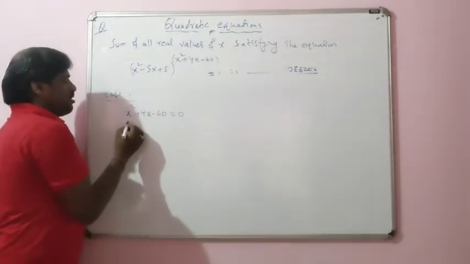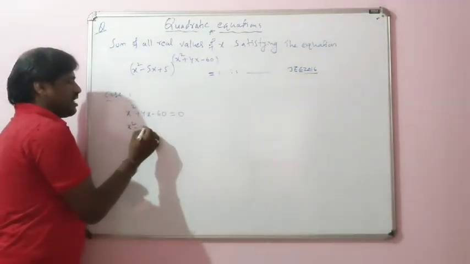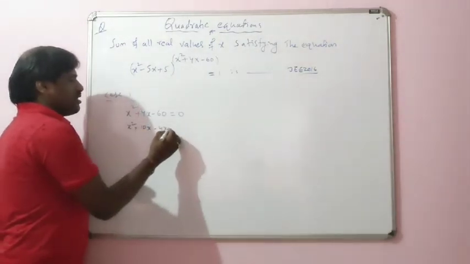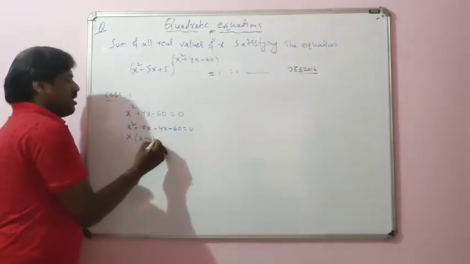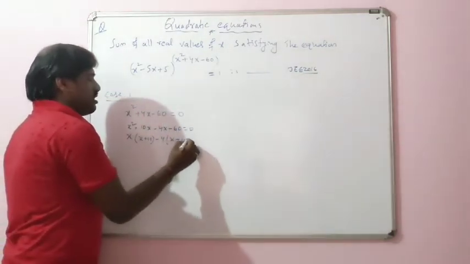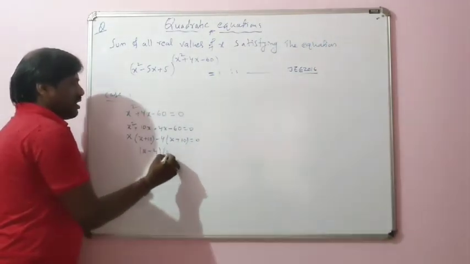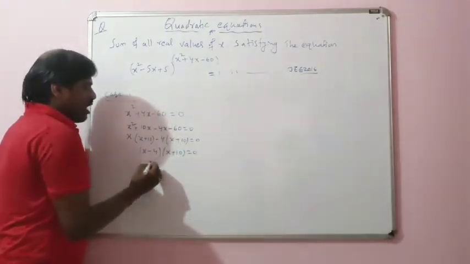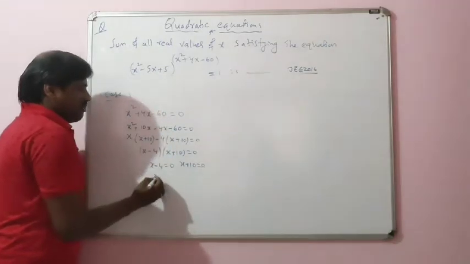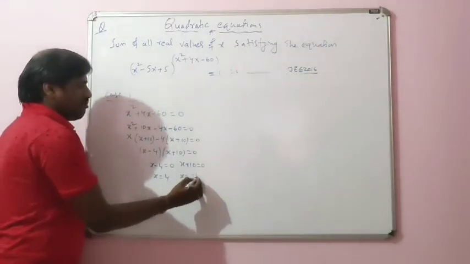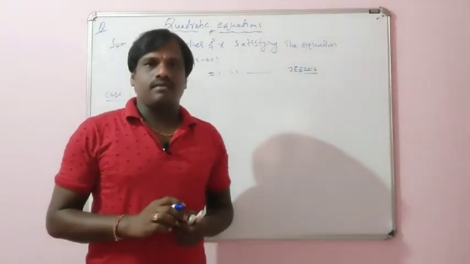So you can find the factors of this one. x square minus 10x plus 10x minus 4x minus 60 is equal to 0. Let us take x common, x plus 10, and minus 4 common, x plus 10 is equal to 0. From this we get x minus 4 into x plus 10 is equal to 0. So x minus 4 is equal to 0 and x plus 10 is equal to 0. It means x value will be 4 and x value minus 10. If I am taking case 1, I am getting x value 4 and minus 10.